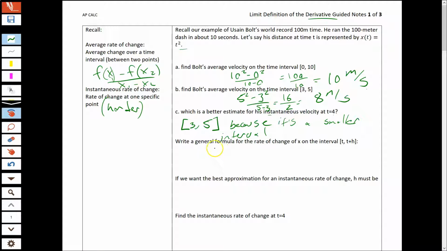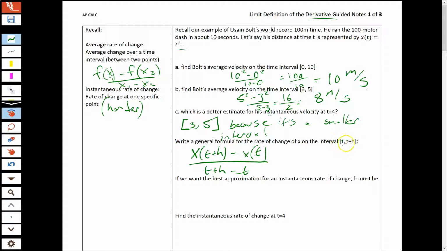Okay. Now, we're going to abstract this some because we know in math that sometimes when we make things a little bit more abstract, that can give us some insight into the problem. So we want a formula for the rate of change on the interval t plus h. Okay, so that would look like this. x of t plus h, following the pattern that I did before, minus x of t over t plus h minus t.